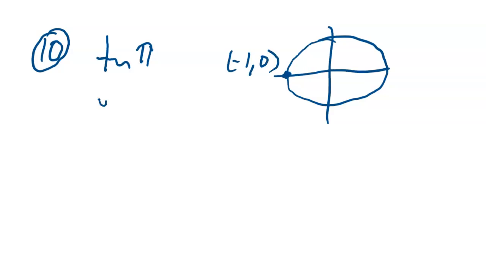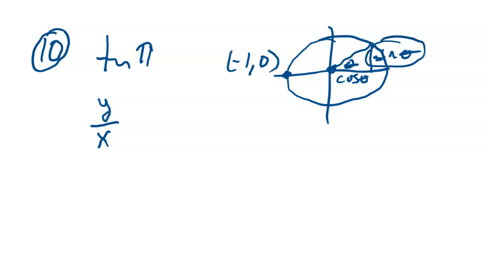Tangent is going to be y over x, and that's easy to show. Imagine here's theta, and this would be cosine theta, and this would be sine theta, and tangent is the y value over the x value. Remember, y is sine and x is cosine. So the y value is 0, the x value is -1, so tangent of pi is just 0.